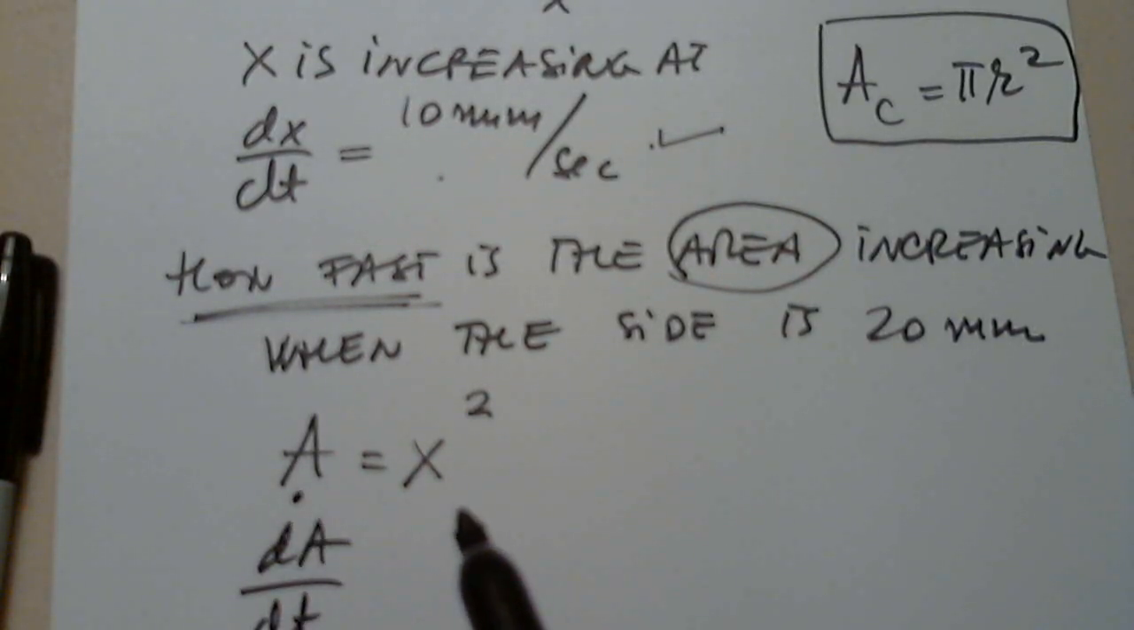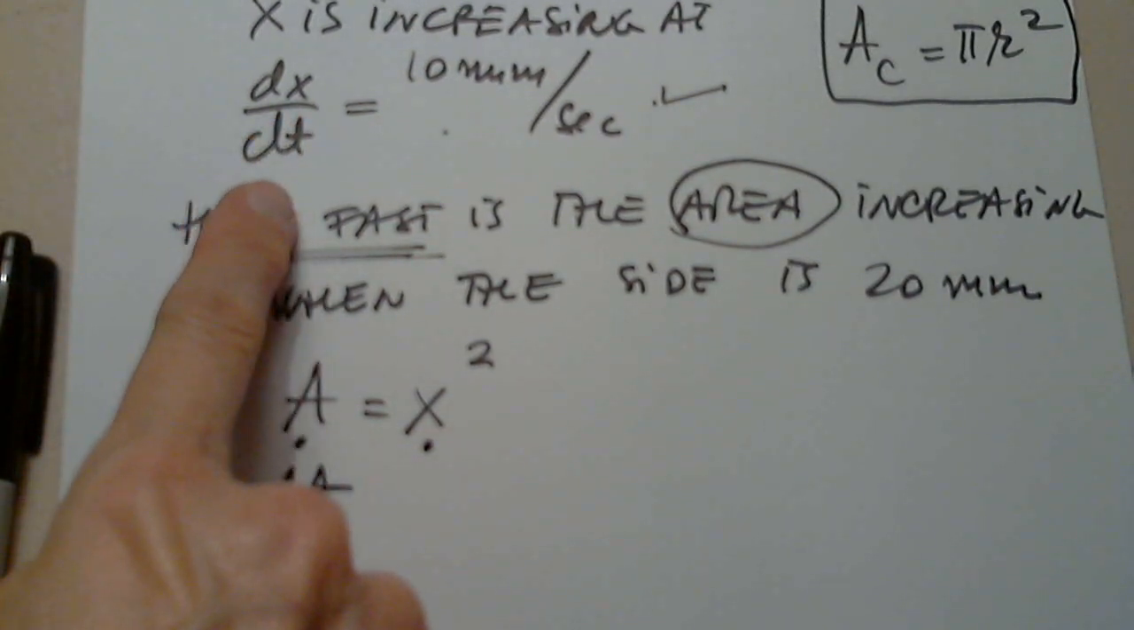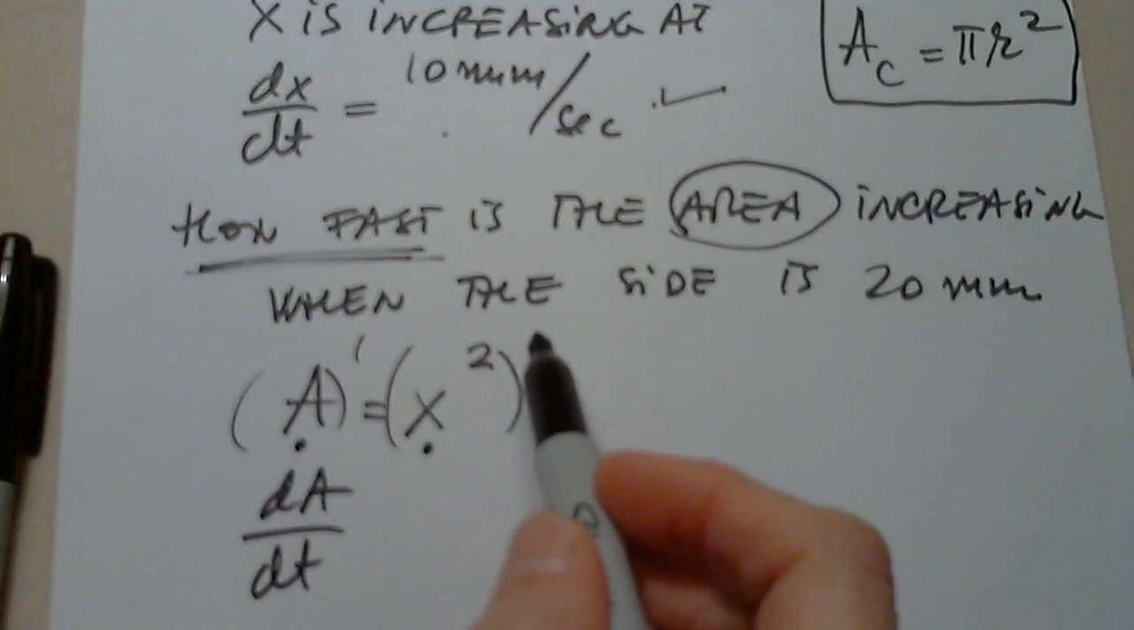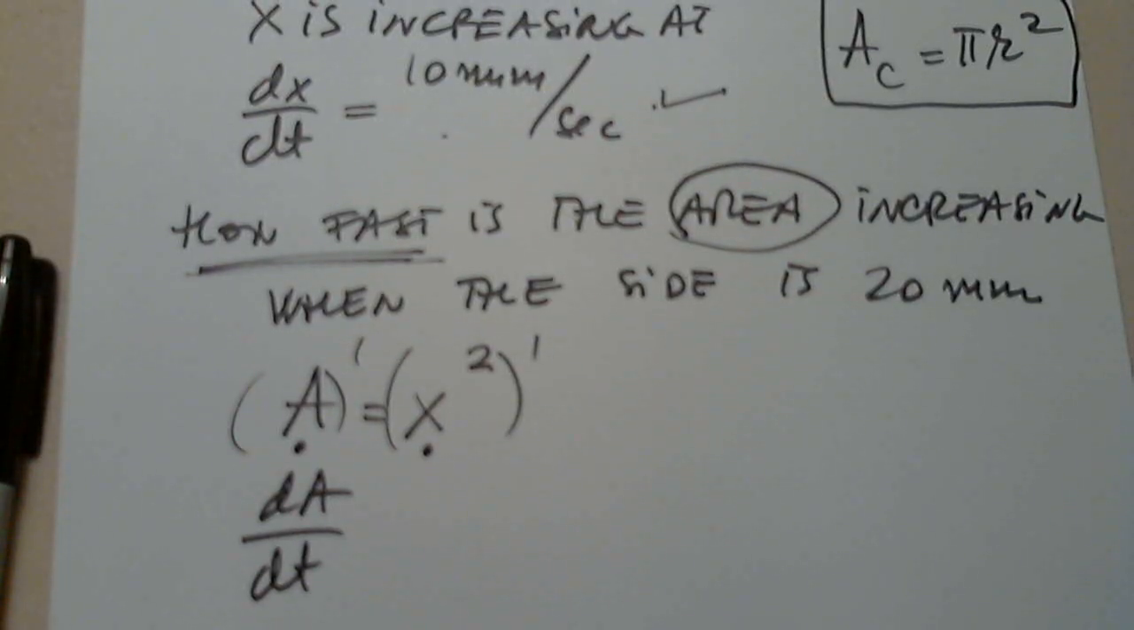Remember, this is a variable. This is a variable. X is a function of time. It cannot be treated as a simple variable. It's a function. So we want how fast the area is increasing, meaning dA over dt. So let's differentiate. In other words, I'm differentiating both sides. I get on the left-hand side dA over dt, because A, area, is a function of time.